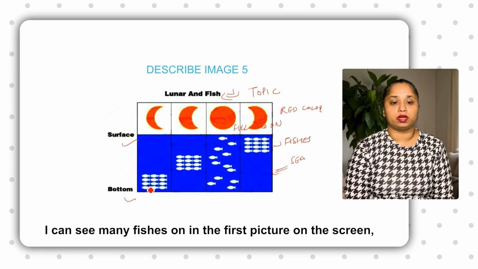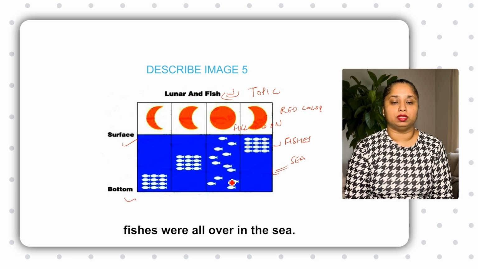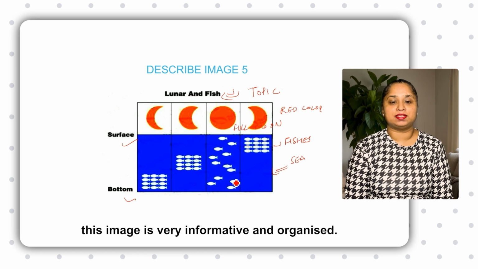In the first picture on the screen I can see the fishes were settled at the bottom. When there is a full moon, fishes were all over in the sea. Overall, this image is very informative and organized.